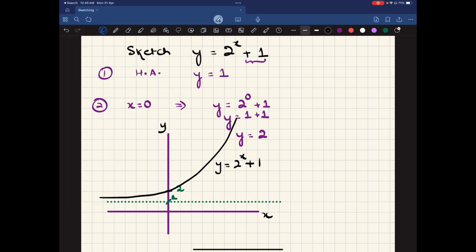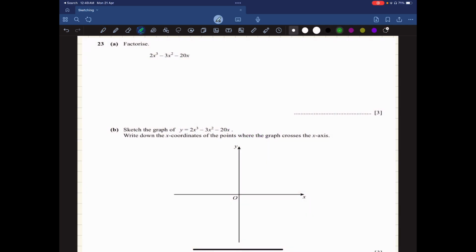Now I'm just going to practice a question from the practice paper and the specimen paper, so that we can see how we can apply the rules learned here to the questions that you might face in the exams. So this is a function from the practice paper released by Cambridge from the topic of sketching.